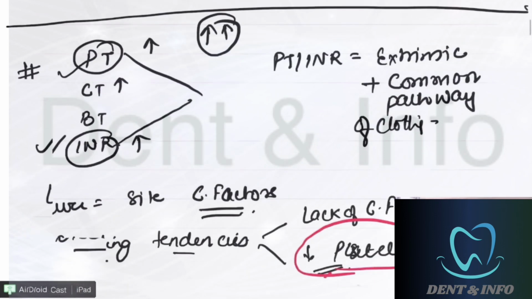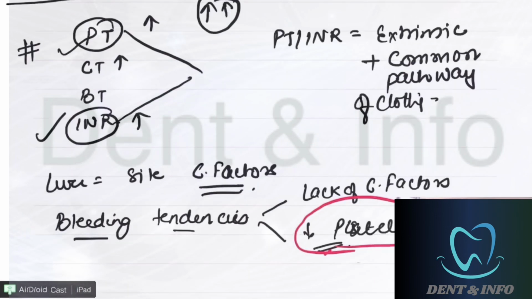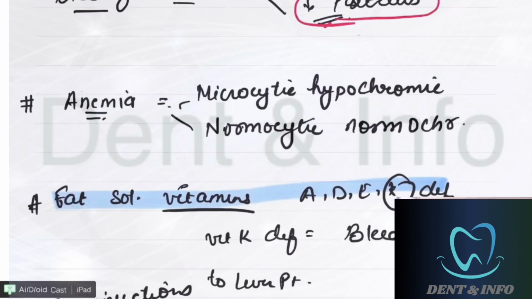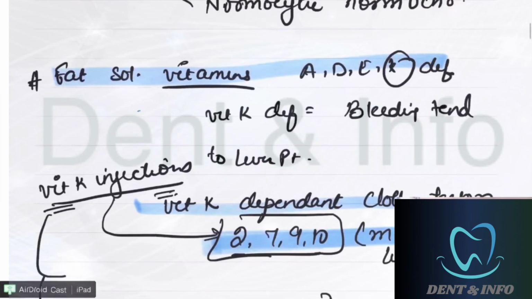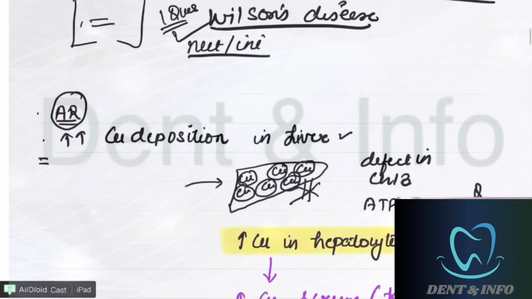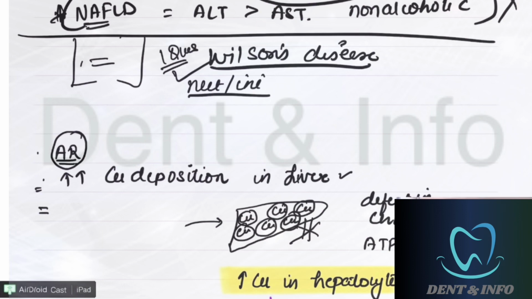Next. Okay, so this I have talked about. PT/INR I have done. Next is about the fat soluble vitamins in a liver patient. So vitamins A, D, E, K, all of these will be deficient, especially K. Fine. Okay. Next is Wilson's disease.